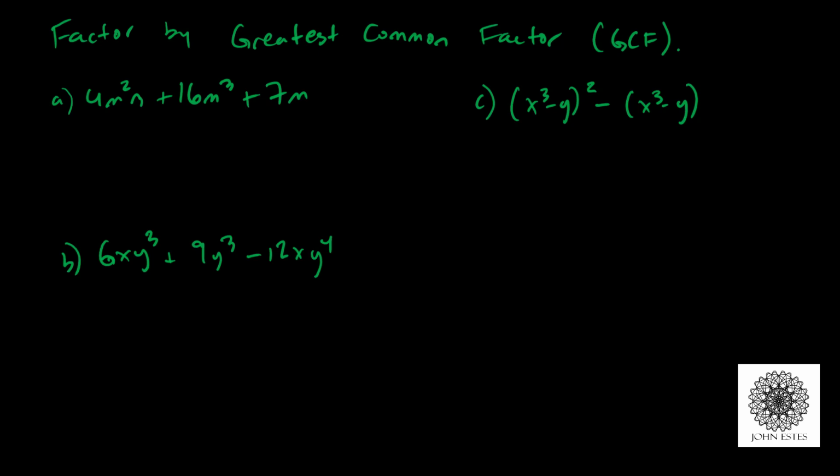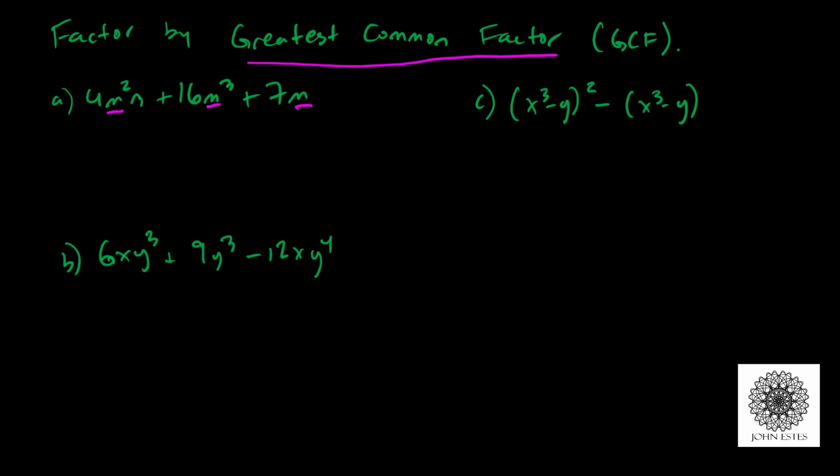When I'm factoring by greatest common factor, I want to find the common factors in each term of my expression and take that out. For example, in this first one, I have 4m squared n plus 16m cubed plus 7m. If you notice, there is an m in every term. It almost looks like there's a 4 in every term except for the 7 that messes us up, and there's an n only in one term. So m is the only thing we can take out.